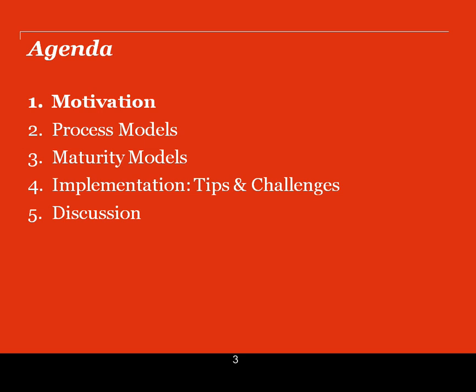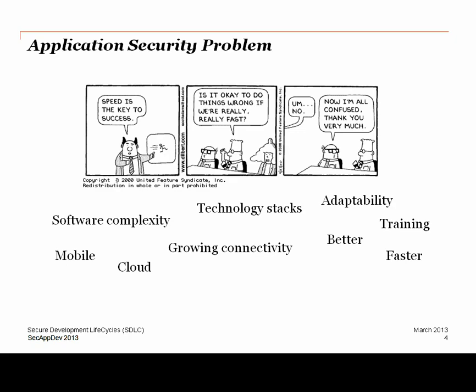Okay, so application security. What's the problem there? It's very well illustrated by this Dilbert cartoon, which states that business always demands particular things in software. Functionality must be delivered rapidly, it must be delivered perfectly correct, and with the least amount of money that they are willing to spend.